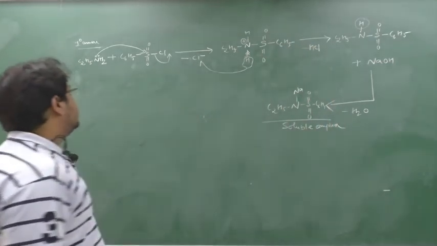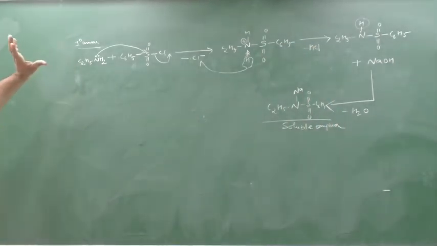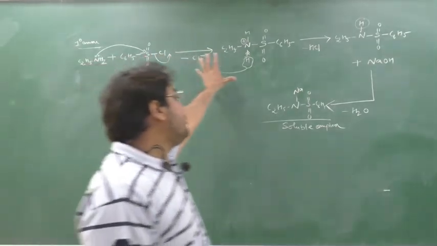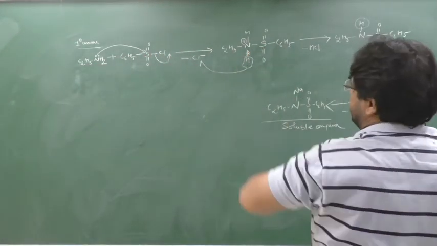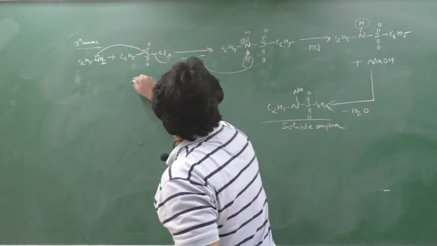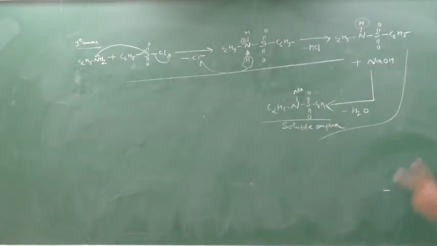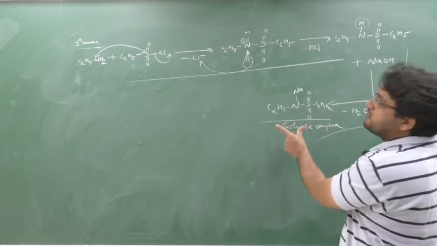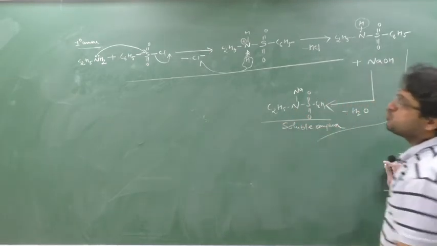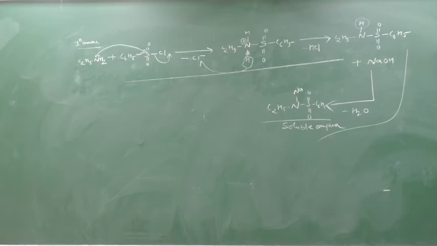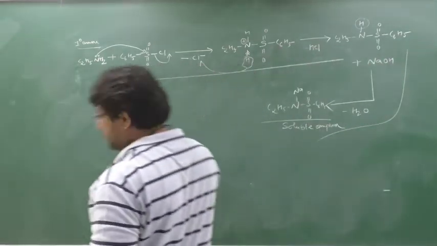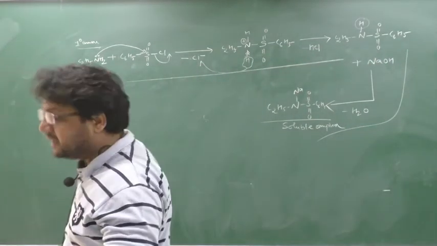So what I mean to tell is, when I take a 1 degree amine, I will form a soluble complex, and the reaction will occur in two parts. This is the first part of the reaction and this is the second part of the reaction. So when I take the 1 degree amine with Hinsberg reagent, two parts of the reaction will take place, and at the end a soluble complex will be formed. We will see with 2 degree amine now. What will happen with 2 degree amine?